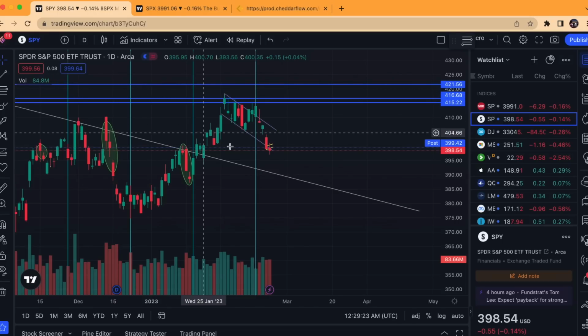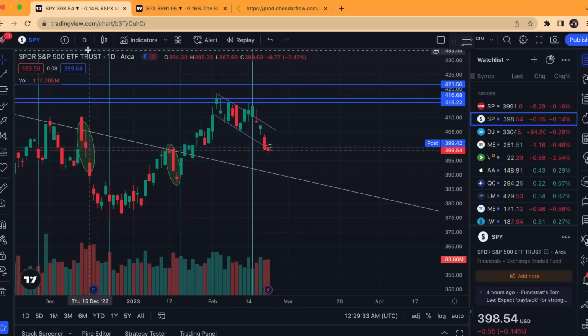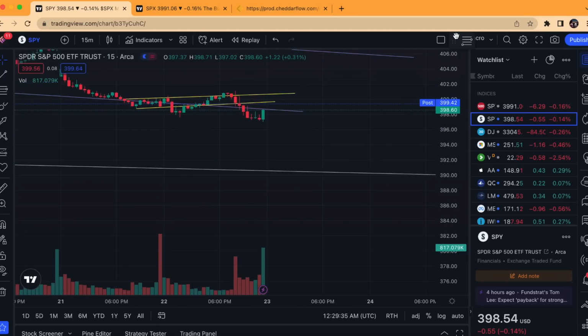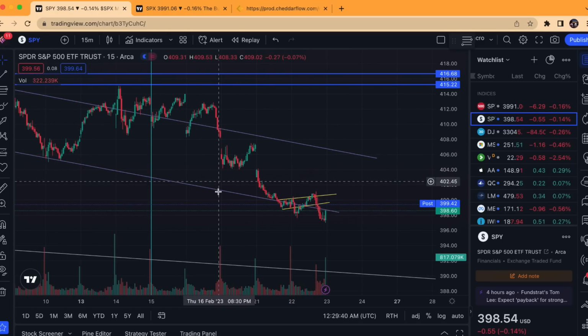So this is the fourth red day now for the market since we had our reversal date here on February 15th. This is a major downtrend that has been established. And as you can see here, if I go over to the 15-minute chart, we are a little bit below the channel that I have, the purple channel. We have the top line here and then the bottom line.